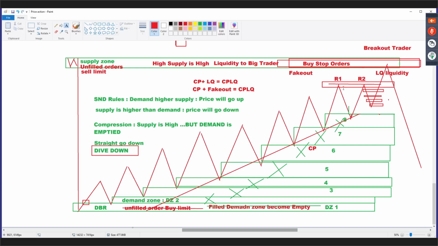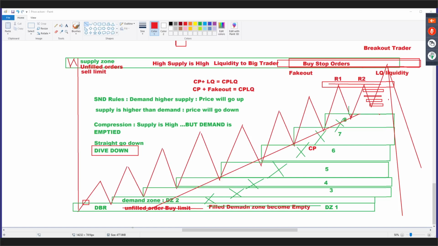Why? Because we have a fake out. You know that the price will go up, and then when the price goes down, there is no demand over here. Everything is already clear, so there is a bigger chance that once price goes down here, it will go straight like this. So far, so good. When there is no news, they will create liquidity. They will create traps, manipulation, everything.